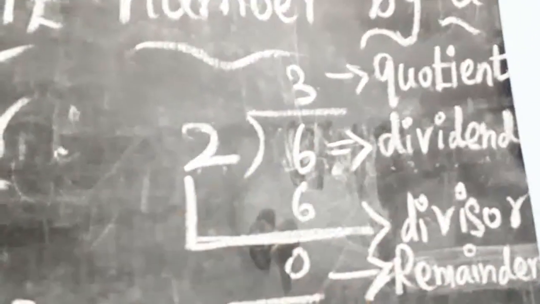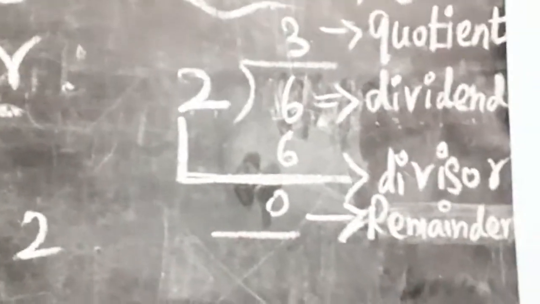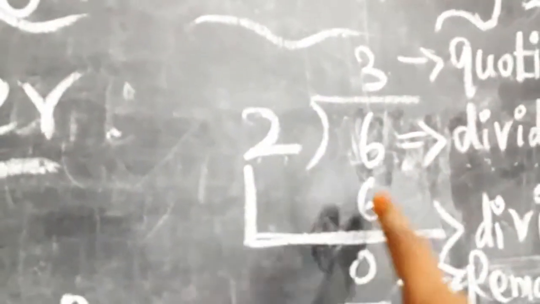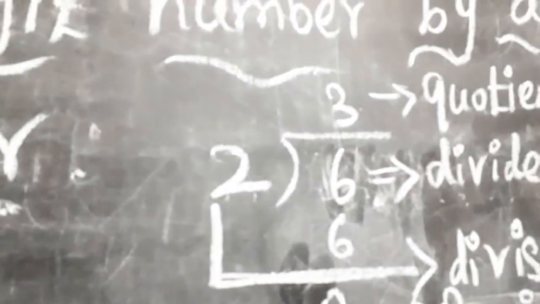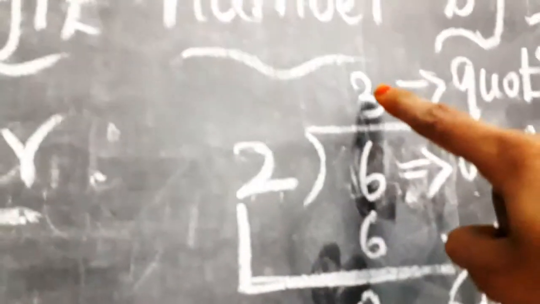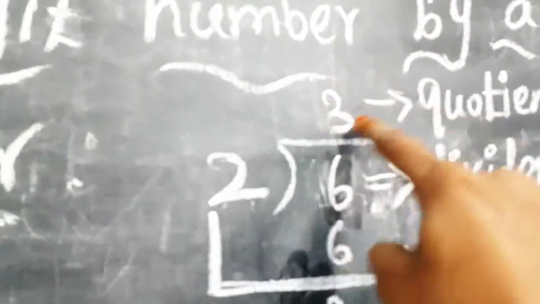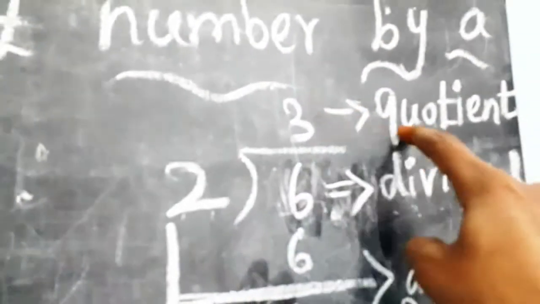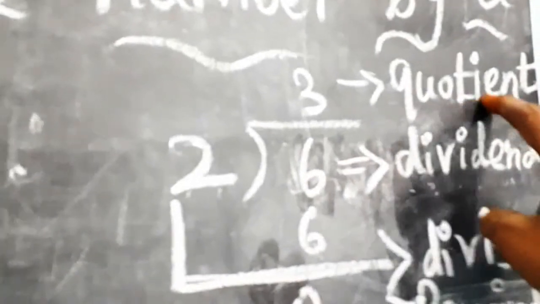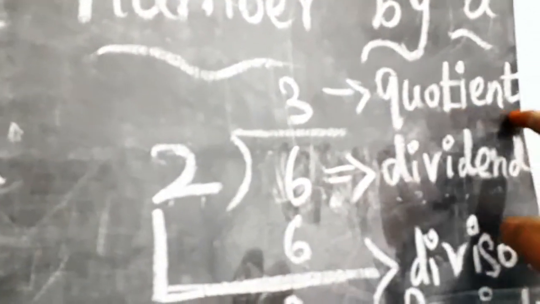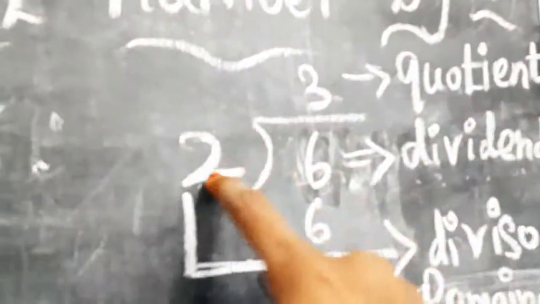Here, do you know the table? How many 2s are 6? 1 2 is 2, 2 2s are 4, 3 2s are 6. So you write 3 in the quotient. 3 comes to the quotient. So 3 2s are 6.